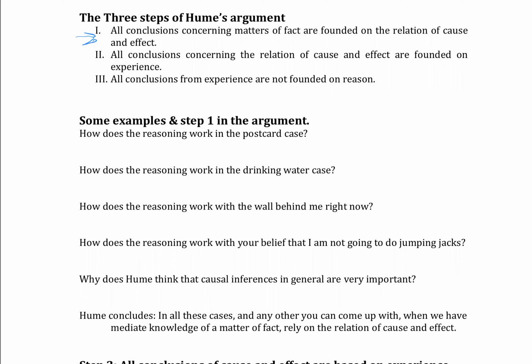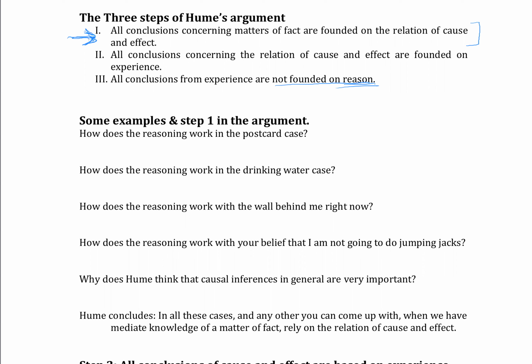So we saw in the last video that there are three steps to Hume's skeptical argument about our knowledge of matters of fact that we aren't presently sensing or remembering, or our immediate knowledge of matters of fact. What Hume wants to argue, his overall argument, is that such knowledge of matters of fact is not founded on reason, as he takes us to generally believe. And the first step in establishing this is going to be showing that all conclusions concerning matters of fact, all inferences about matters of fact, are founded on the relation of cause and effect.